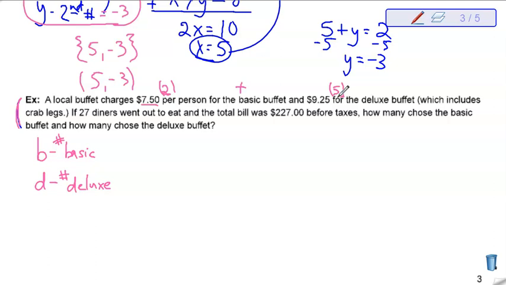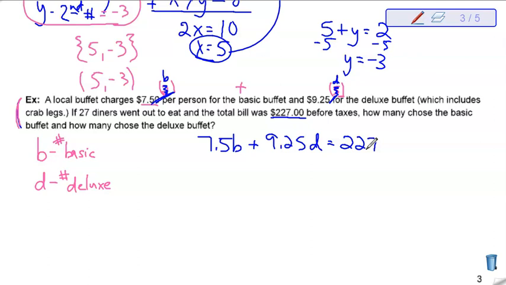So instead of 2, I'm going to take that out and say that's B. I don't know what it is. And this is D. I'm still going to multiply those two together, which can be represented by 7.5B. And I can multiply these two together, which is represented by 9.25D. To find the total, I have to add them up to get how much it was. Well, right here is how much it was, and I'm going to do 227. So that's one equation.